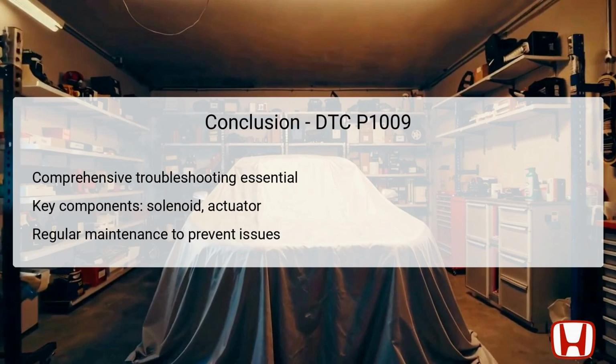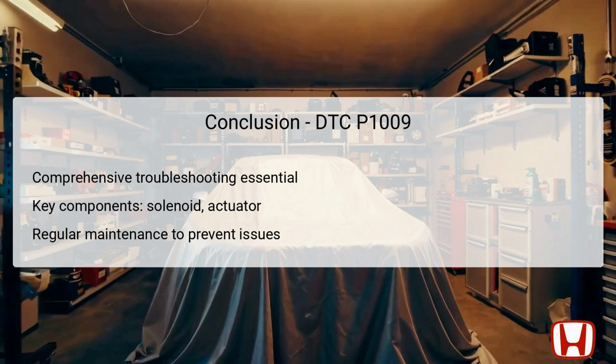In summary, troubleshooting DTC P1009 requires a comprehensive approach to ensure that the VTC system is thoroughly examined and restored to optimal operation. Key components involved include the VTC oil control solenoid valve and the VTC actuator, both crucial for proper valve timing. Identifying and resolving issues through detailed steps promotes effective repairs and minimizes downtime.